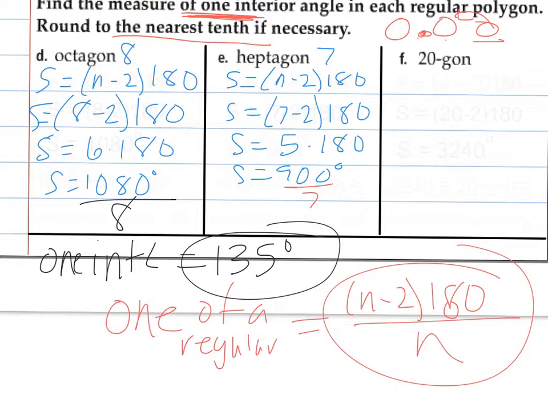And that means that one interior angle is 900 divided by 7. I don't think that goes in evenly on your calculator. You end up getting something like 128.57. So that 7 is going to round that 5 up to a 6, so 128.6 degrees.